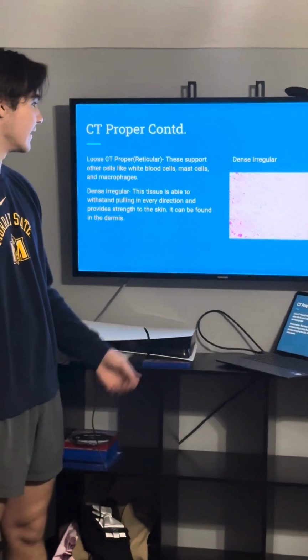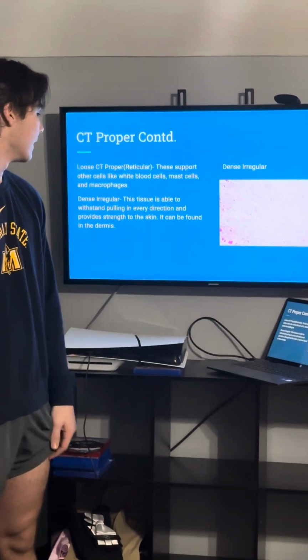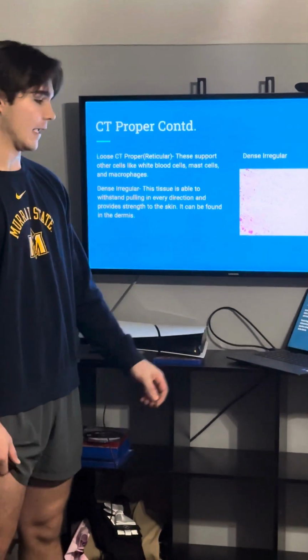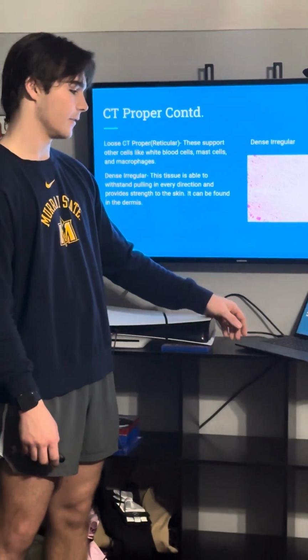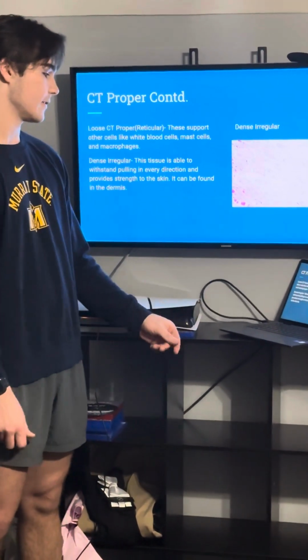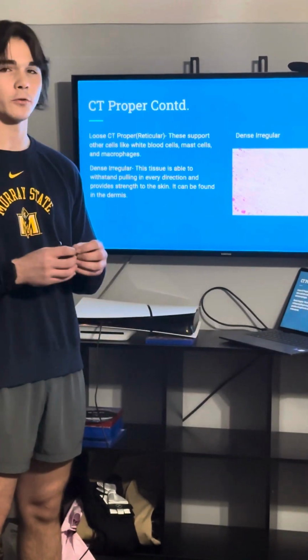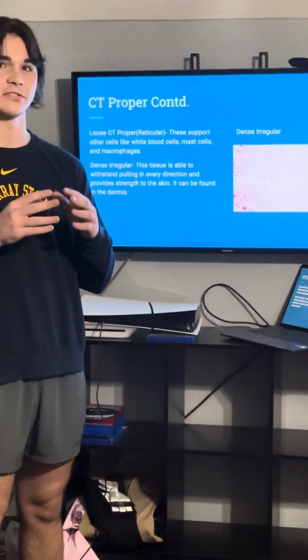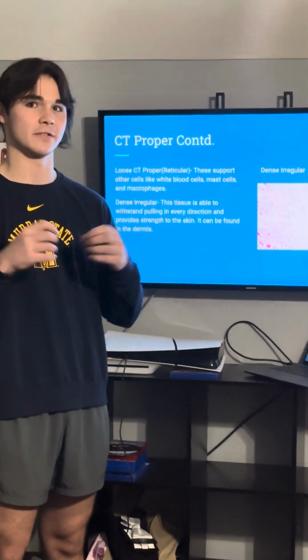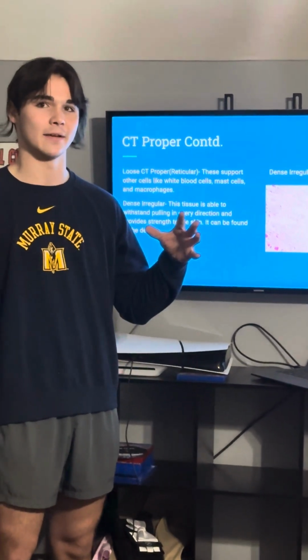Next we have reticular CT proper. These support other cells like white blood cells and mast cells. And then we have dense irregular. Dense irregular is found everywhere in your skin, mainly in your dermis. It's called irregular because it doesn't have a certain pattern to it. It just stretches everywhere, so your skin doesn't rip apart when you stand up and stretch out.